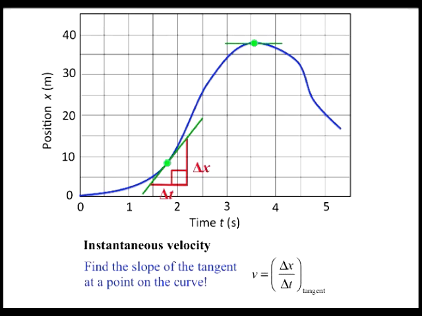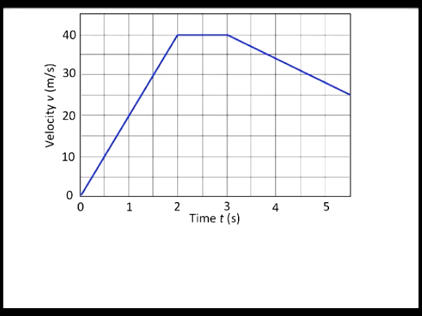For the next point, the tangent line is horizontal, and we should immediately conclude that the velocity is 0 at this point. Finally, for this last point, we see that the slope of the tangent line is negative, and therefore the velocity is negative. Another common graph that describes the motion of an object is the velocity time graph.